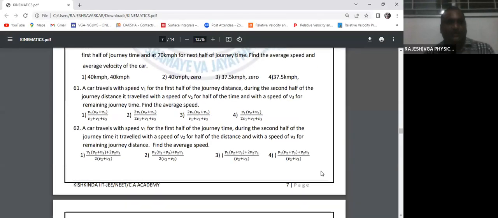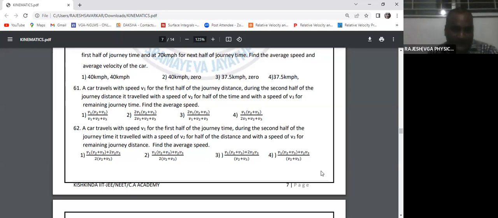Next question. A car travels with speed V1 for the first half of the journey time. During the second half of the journey time, it traveled with speed V2 for half the distance, with speed V3 for the remaining journey time. So V2, V3 are equal distances. So V4 is equal to 2V2, V3 by V2 plus V3. Now you have to take V1 and V4 are equal time. So V1 plus V4 by 2.